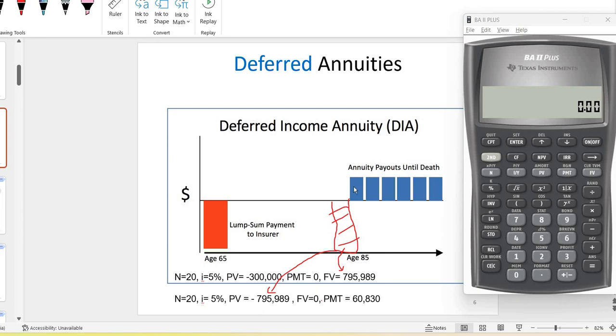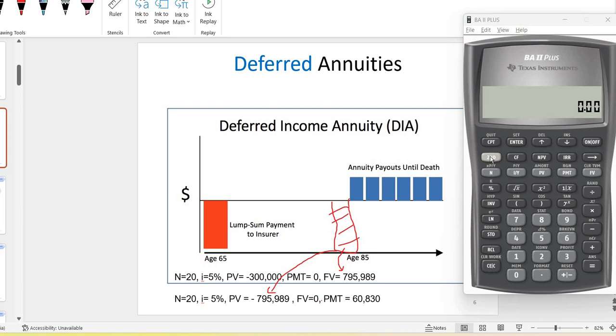In the calculation for the next step, to determine how much the annuity is, we assume also 20 years and 5%. Now the present value is the outflow. So 795,989 is the outflow, right? Future value is 0. So PMT, how much do we get every year? 60,830. So let's start to calculate.